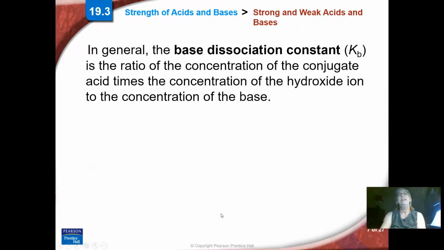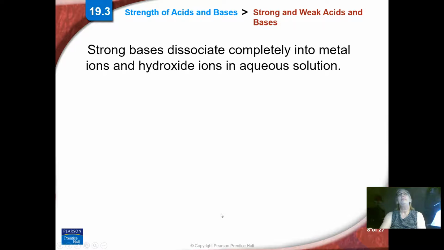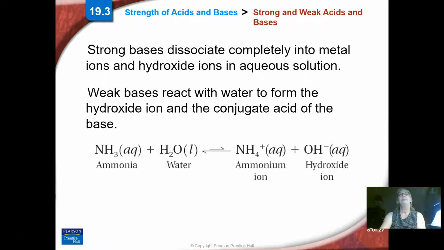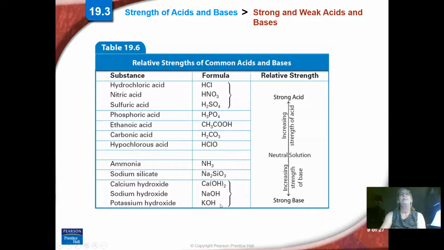Base dissociation constant can be calculated the same way with molarities. Strong bases completely dissociate, and weak bases only partially dissociate. So ammonia is an example where you have most of the reactants staying in this form, and you have a few products over here. This unbalanced arrow is showing that. Here are some common acids and bases, so it's good to know the strong acids and strong bases we use in the laboratory.